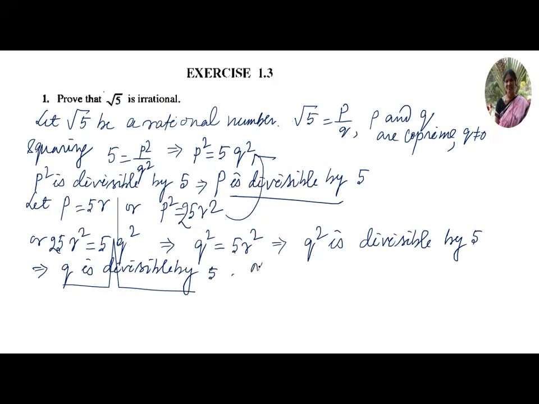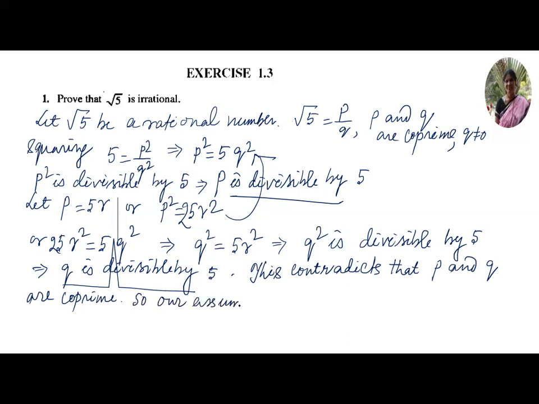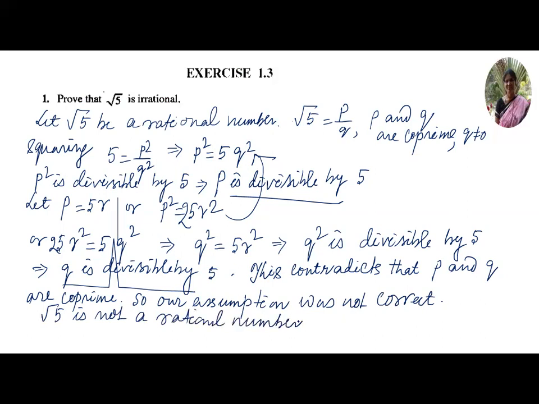That means this contradicts that p and q are co-prime. So our assumption was not correct. What was our assumption? That it was a rational number. So root 5 is not a rational number. Root 5 is an irrational number.